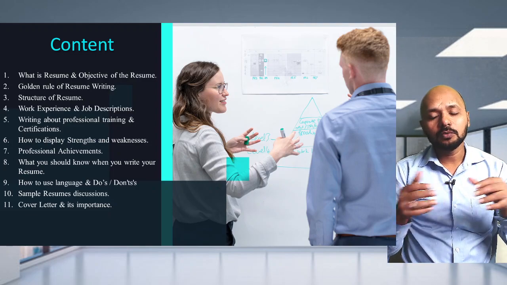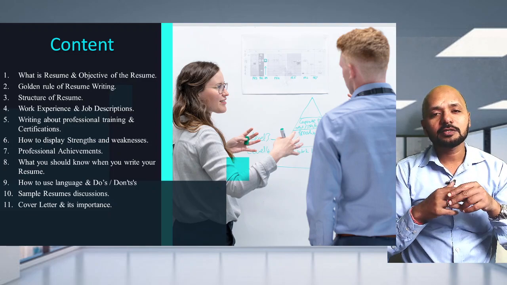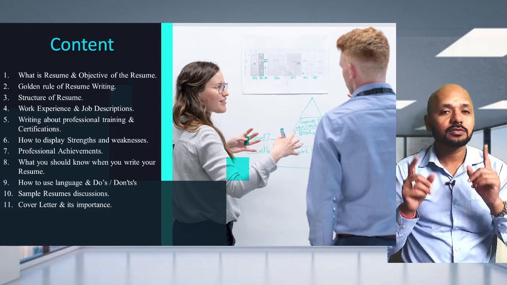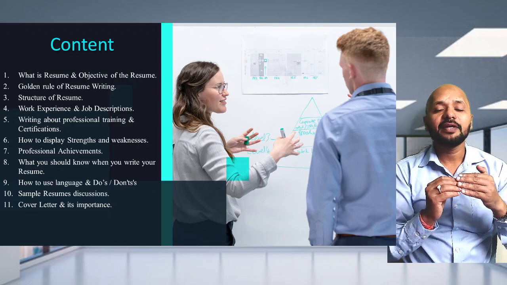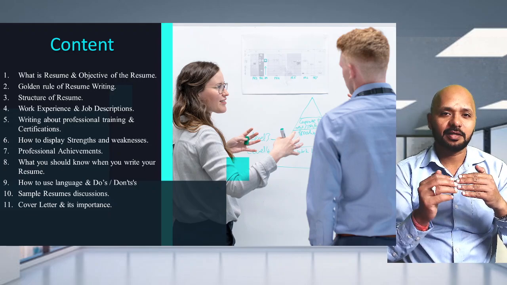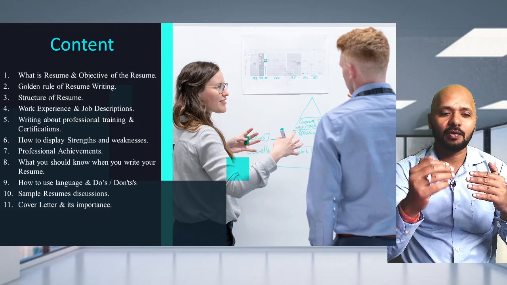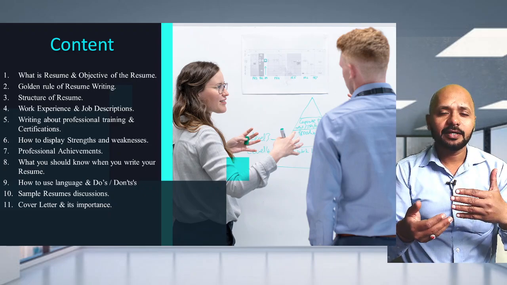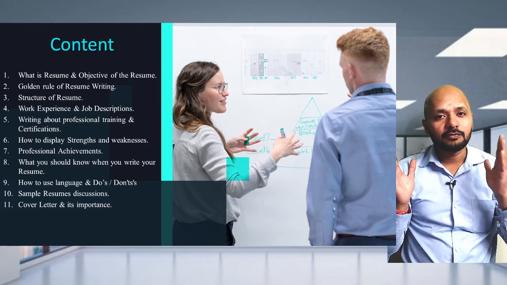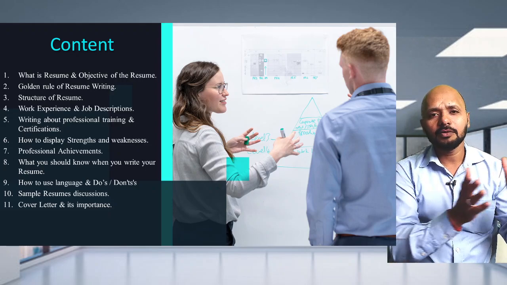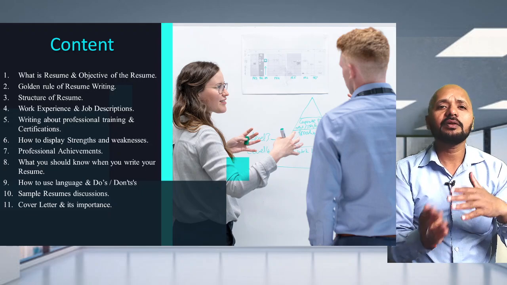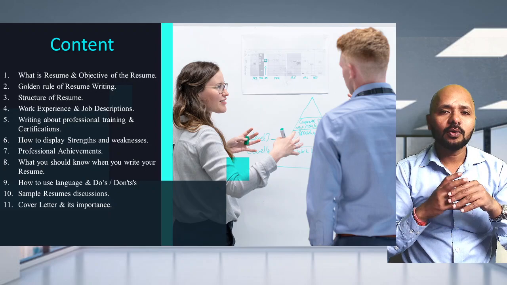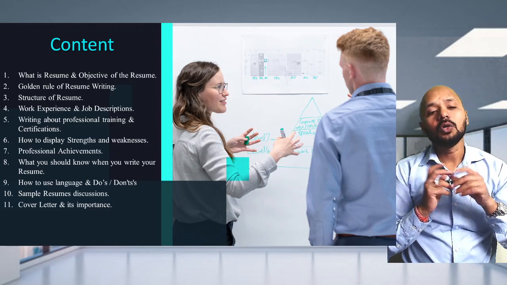Next, how to display your strengths and weaknesses. Many people make mistakes here. We are going to discuss how to write the strengths, what to write in the strengths, what vocabulary you have to use, how to write the weaknesses, and how to cover up the weaknesses. Everyone has weaknesses, so how to cover them up. Next, professional achievements. If you are an experienced candidate, you can write the professional achievements. If you are a fresher, you can write whatever achievements you have achieved during your college life.